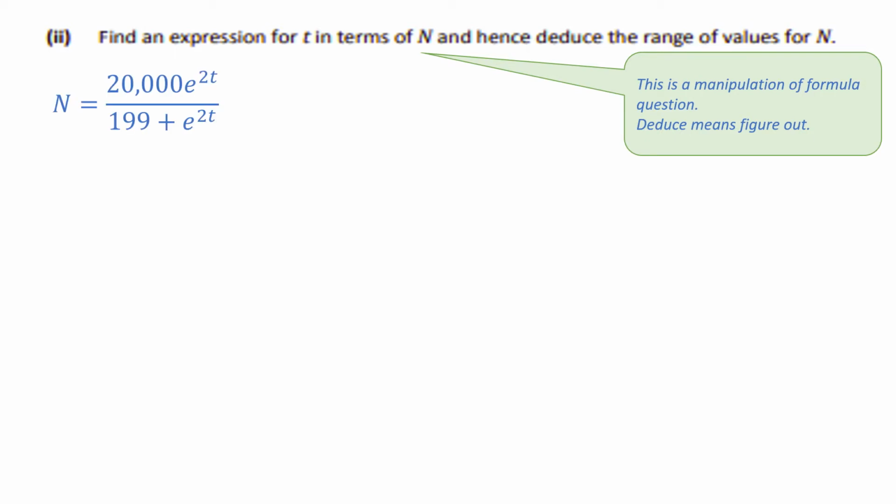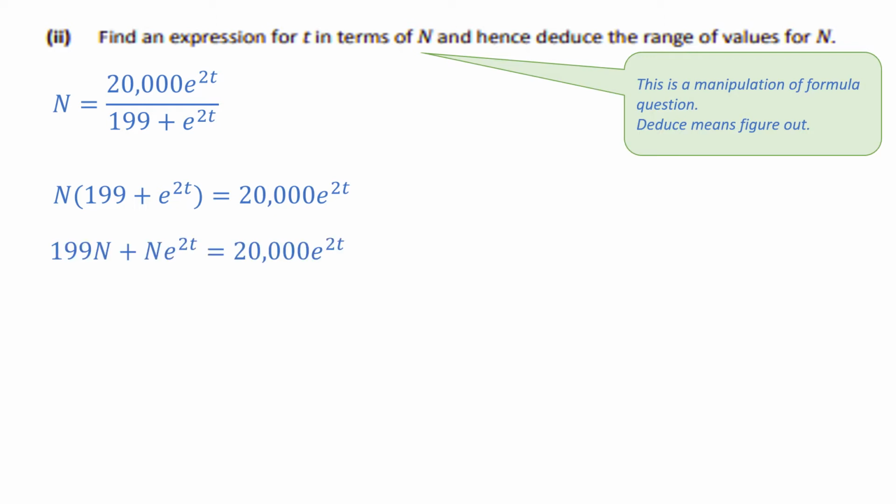Now, we're going to take what we had originally, so our original formula or original function, whatever way we want to think of it, and we're going to try and now rearrange this and isolate t. So first thing I'm going to do is multiply both sides by the denominator. That will end up giving me n times (199 plus e to the power of 2t) is equal to 20,000 e to the power of 2t. Multiplying that out, I get 199n plus n times e to the power of 2t equals 20,000 e to the power of 2t.